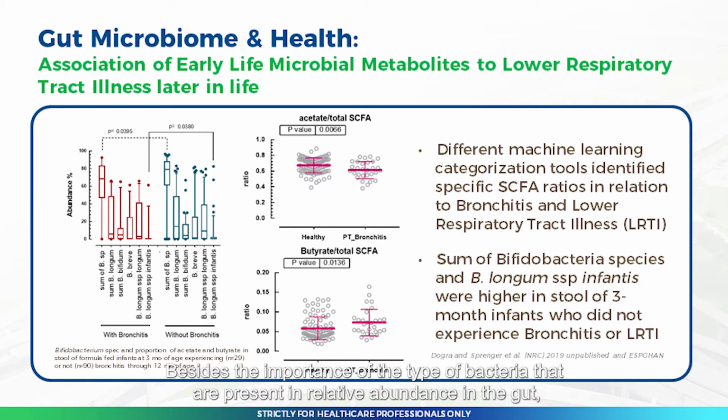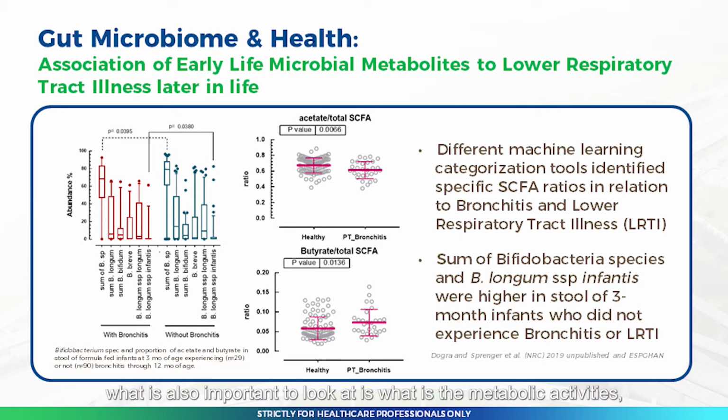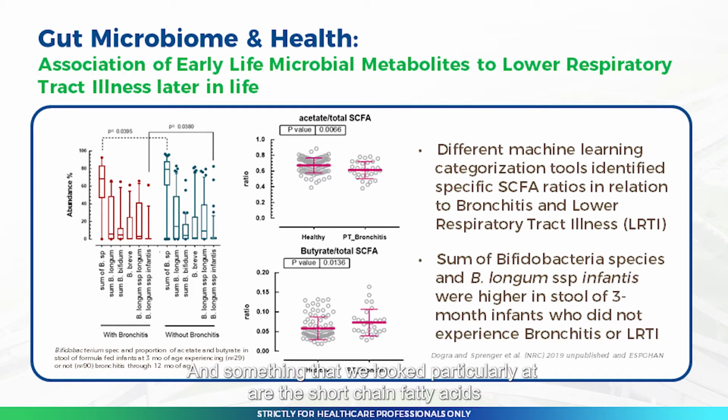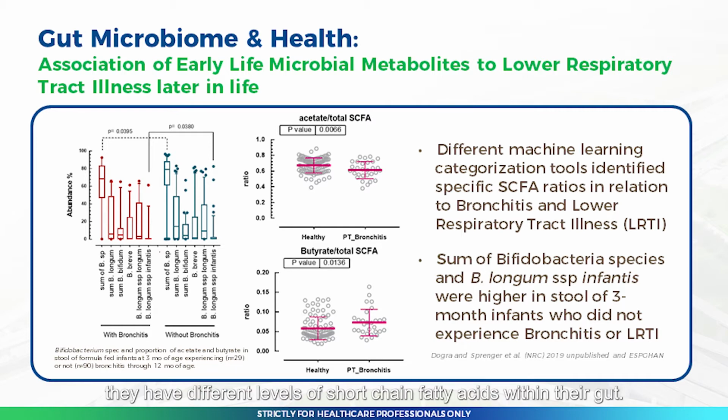Besides the importance of the type of bacteria that are present and their relative abundance in the gut, what is also important to look at is their metabolic activity. So what are they doing within the gut of those infants? Something that we look at particularly are the short-chain fatty acids that are a product of fermentation by the gut bacteria. And here you can see that when you compare short-chain fatty acids between infants that develop bronchitis versus the ones that don't in infancy, they have different levels of the short-chain fatty acids within their gut.